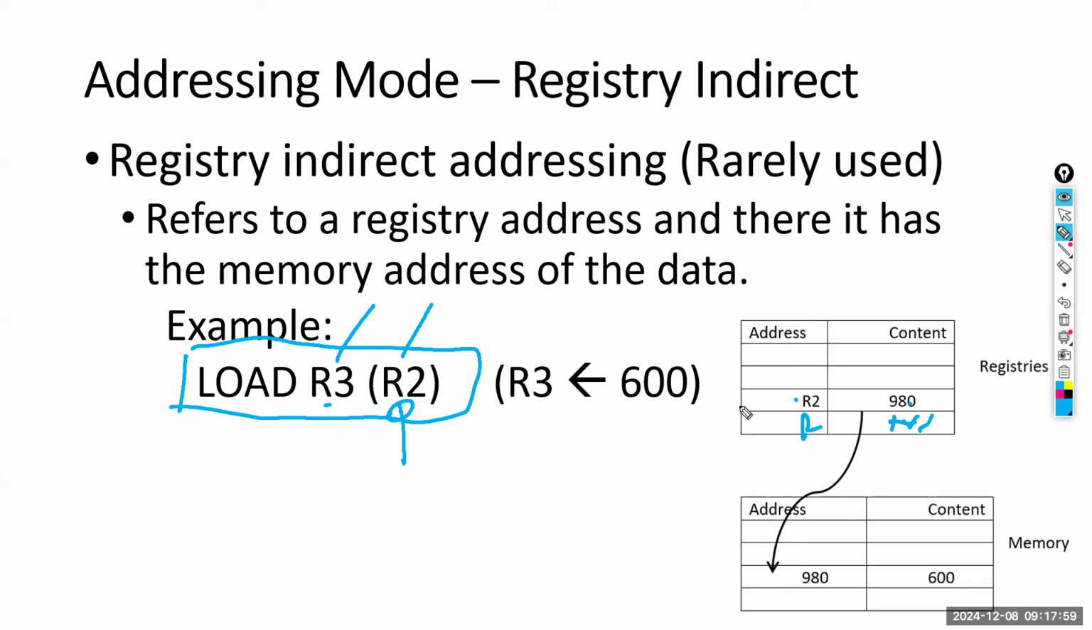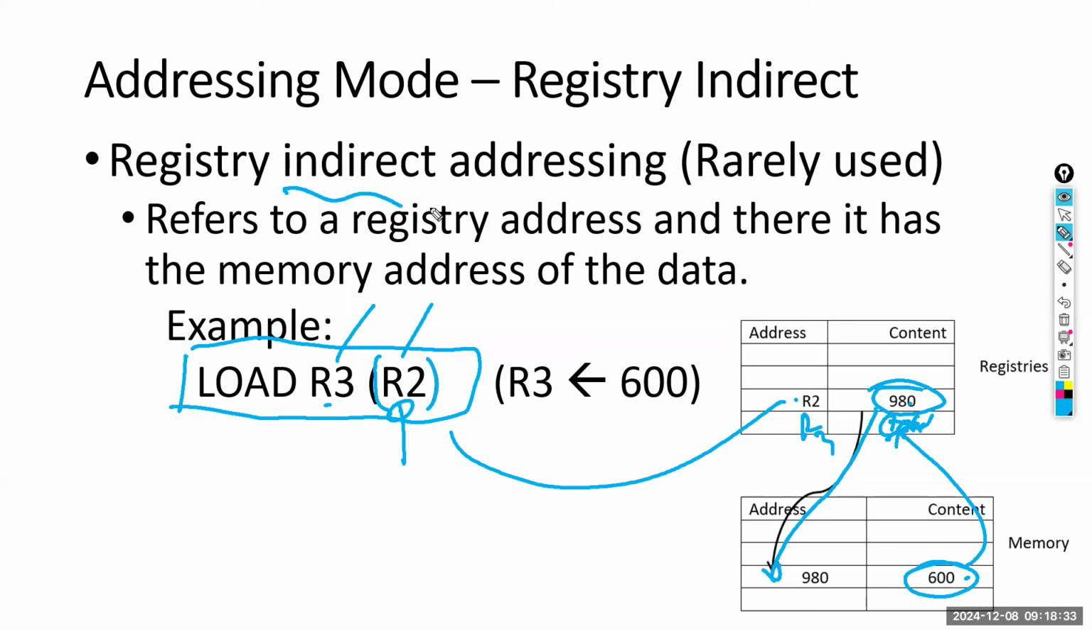Now assume this is indirect. Then you go to register 2. Register 2 has a value, but that value is not the content. That value is the address, usually a memory address. So then you go to this memory address. That is where you have the content. In this case, it is 600. Now 600 is loaded to register 3. So at the end, register 3 will have 600. That is if this operand uses indirect addressing mode.